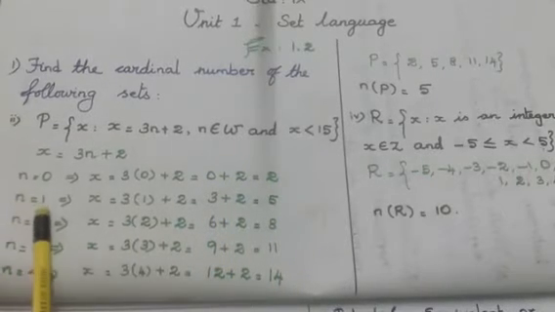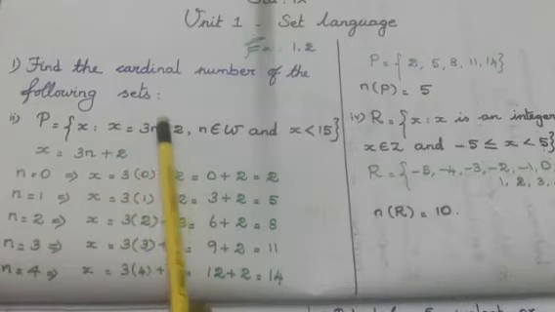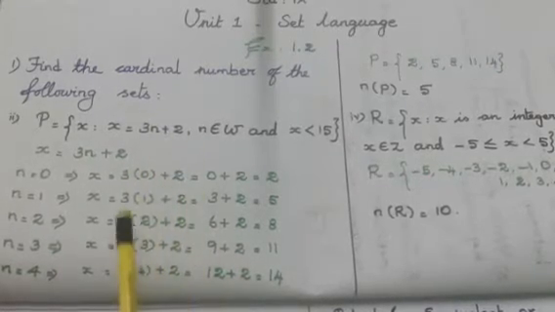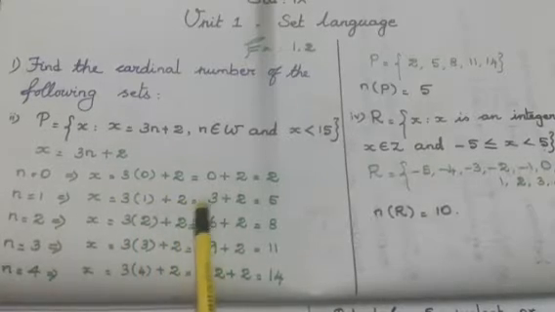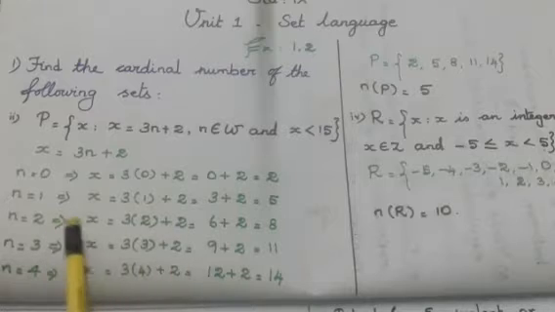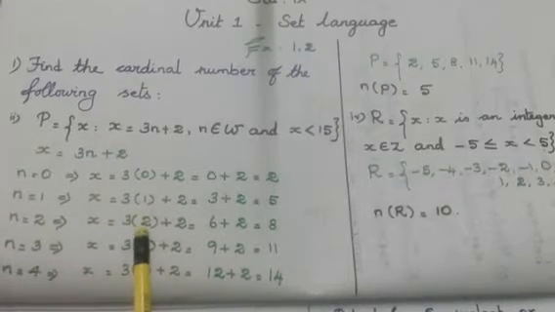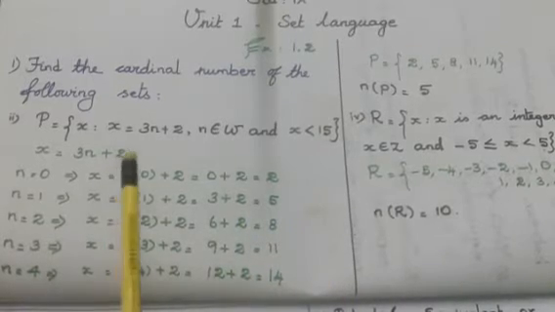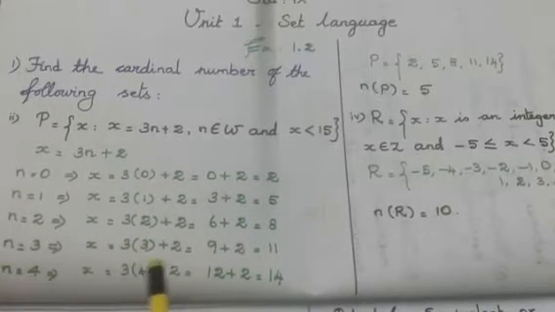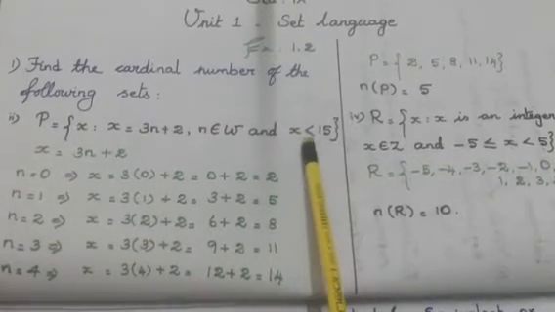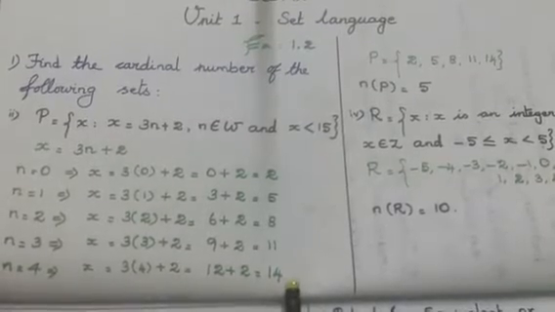Then n = 1. In the place of n, we replace 1. So 3 × 1 + 2 = 3 + 2 = 5. Then n = 2: x = 3 × 2 + 2; 3 twos are 6, plus 2 is 8. Likewise we find up to n = 4, and we get 14. Here x < 15 is given, so we stop at n = 4.